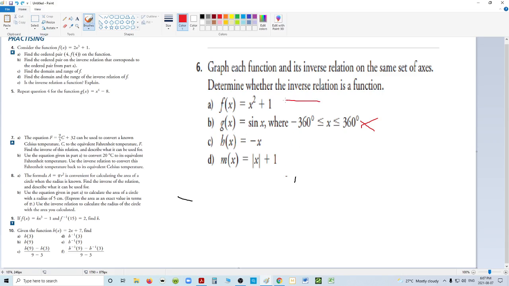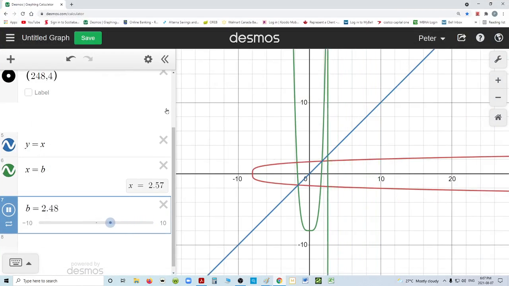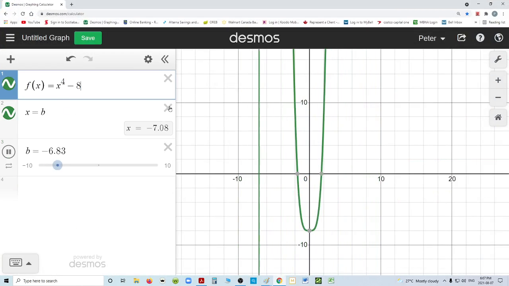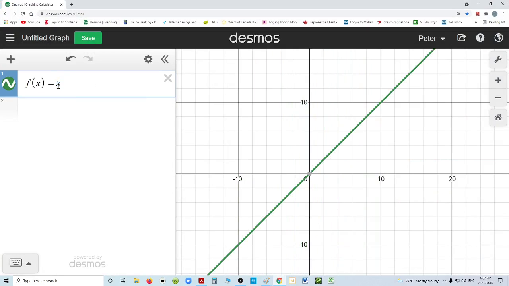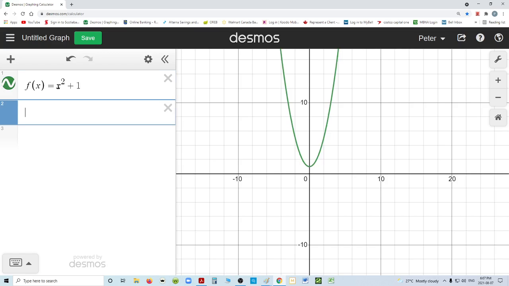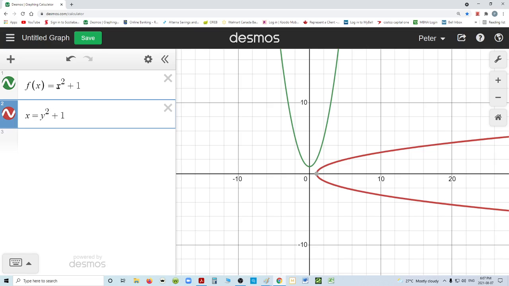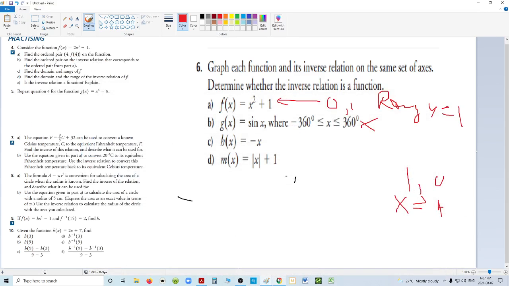For sketching it, well, know that this graph here, the vertex is (0, 1). So the vertex of the inverse is going to be (1, 0). Notice that the range of this is y bigger or equal to 1, which means the domain of this one is x bigger or equal to 1. And of course, you can always let Desmos do it for you. So there you go. There's the vertex of this one, and here's the vertex of that one. Desmos is a far faster tool for understanding these things. That's why I encourage everyone to do it.